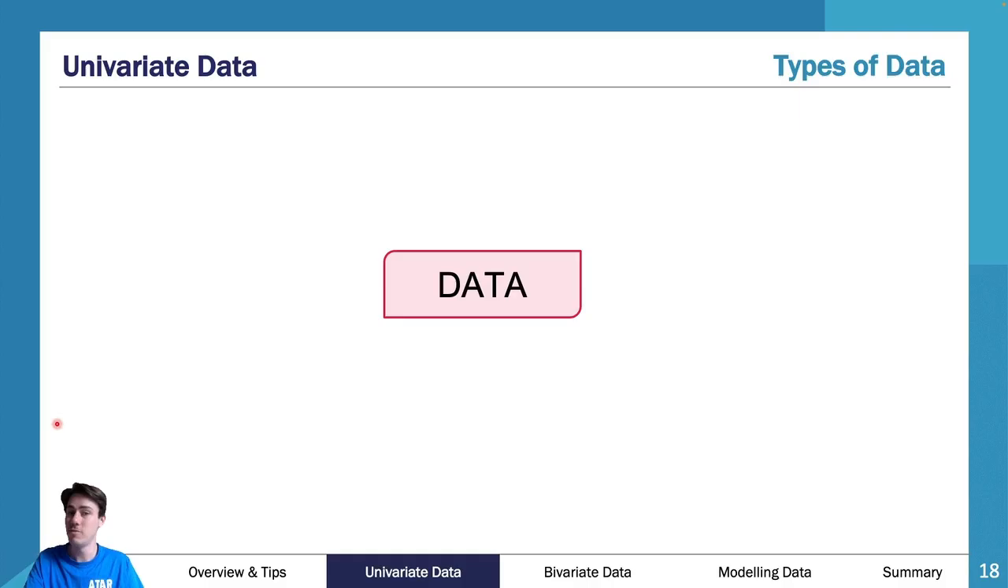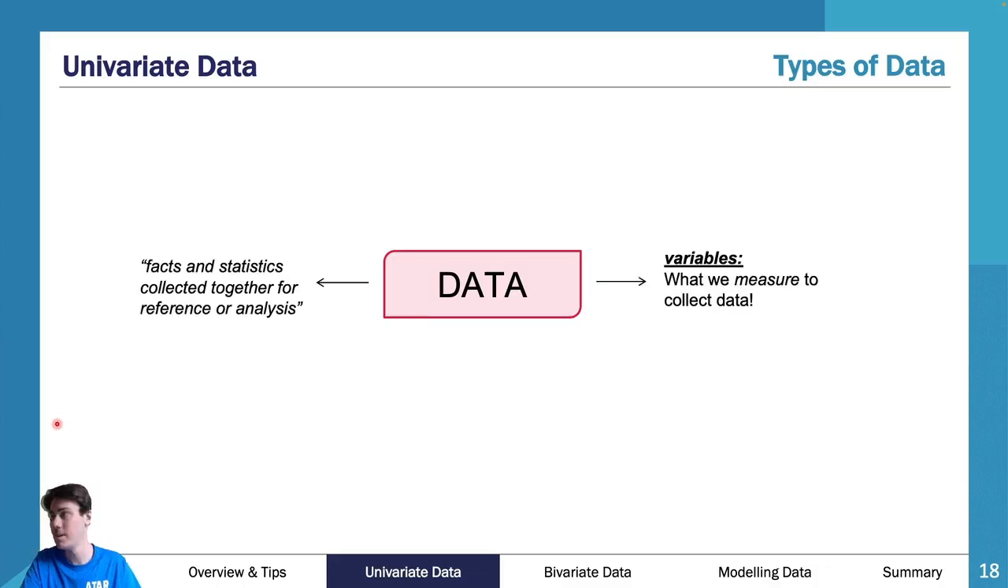So, what is data? So data is all about facts and statistics that are collected together, in the reference or analysis. And then we have variables. So what we measure to collect data. So what variables do we look at? What do we do to collect data? And how many variables? So we then look at univariate 1 versus bivariate 2.